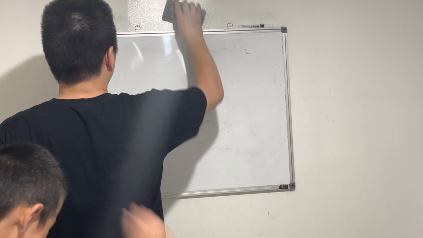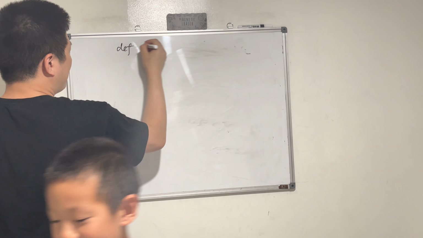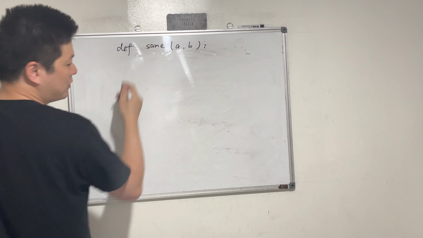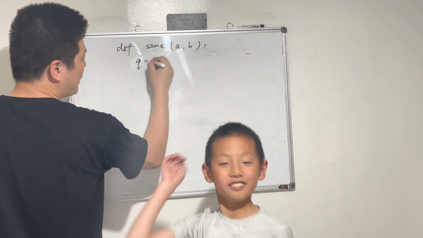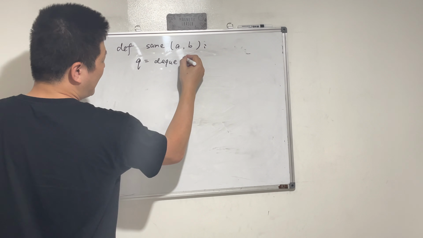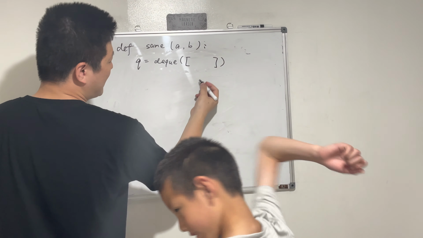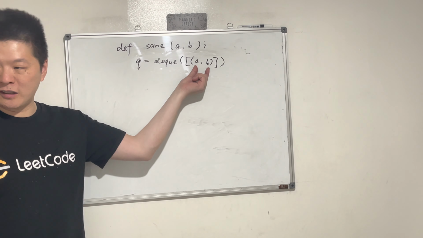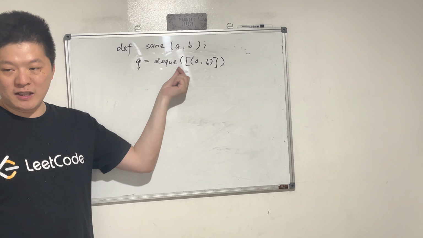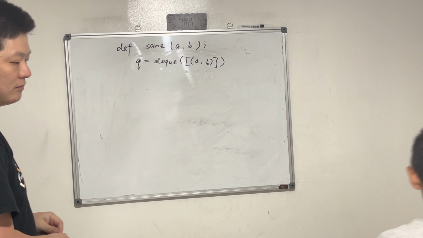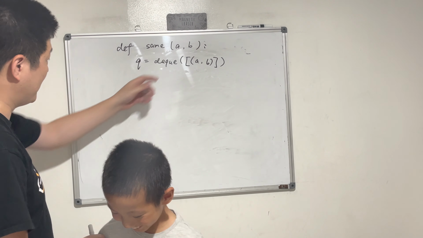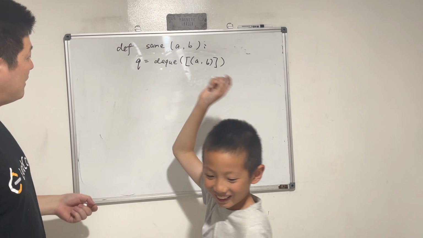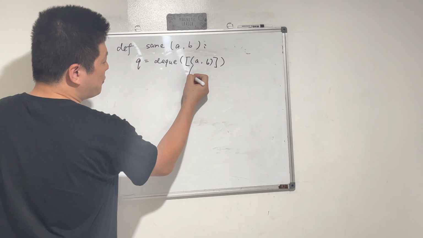Okay. Let's define breadth first search, same. A and B. Okay, so now I want to use the double-ended queue, deque. What should I give it at the beginning? Root. So I have tuple A and B, right? That's how you put a tuple in a queue with the brackets. Is it a tuple in a list? Yeah. Great point. This is a tuple, but this is not.